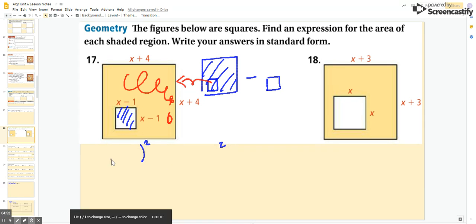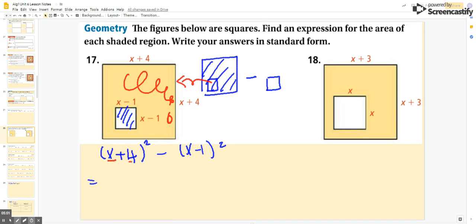Okay, let me rewrite it. X plus 4 squared minus x minus 1 squared. Now we know the strategy. X and 4, x squared plus 4 times x, which is 4x, times 2, because you have to double it, because it's inside and outside. So it's going to be x squared plus 8x plus 16.